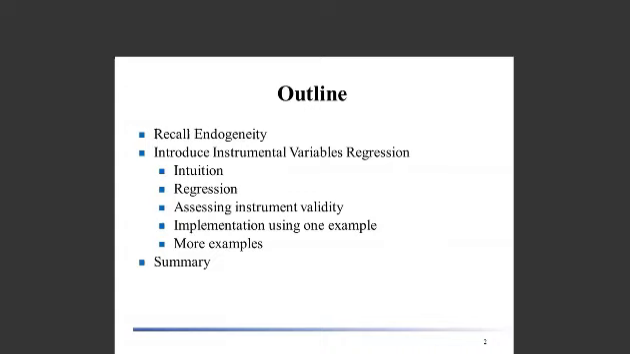Let's jump right into talking about instrumental variables regression. The outline I'll follow today is we'll recall endogeneity, we'll introduce instrumental variables regression, I'll talk about the intuition and then talk about regression, talk about the ways to assess instrument validity, and I'll discuss implementation using one simple example, and then I'll go through some more examples and summarize.